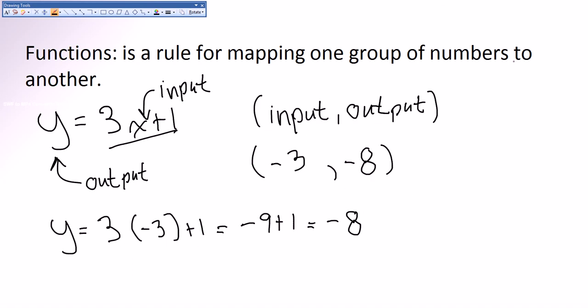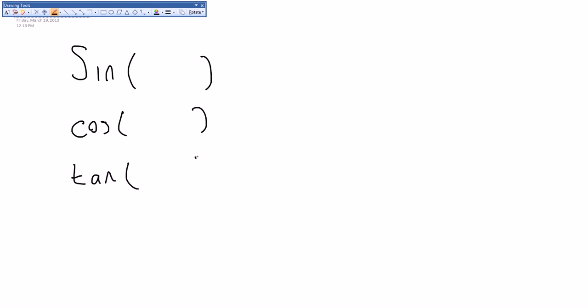So why is this important here? Well, when we take a look at our sine, cos, and tangent functions, these ones have an input-output relationship as well. So what I'd like you to do is find your sine, cos, and tan button on your calculators. Okay? So sine, cos, and tan are functions. And for each one of these, they have a specific input.